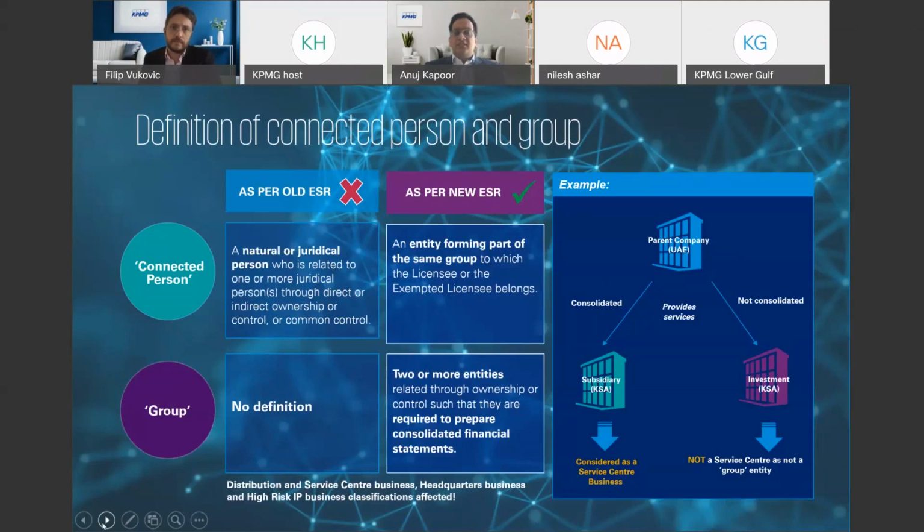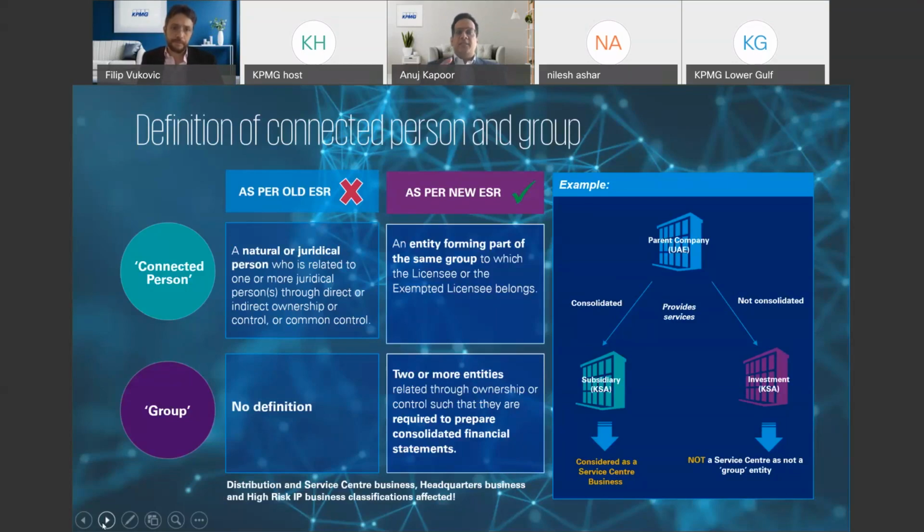Now, a connected person definition, very interestingly, makes reference to three other definitions. It makes reference to a group, licensee and an exempt licensee. Now, we already heard what we spoke about, what is licensee versus exempted licensee. If we look at the group definition, which is now distinctly defined under the new law, two or more entities would now be considered as part of a group. And this, in a way, alludes towards IFRS, where you would look at the consolidated financial statements.